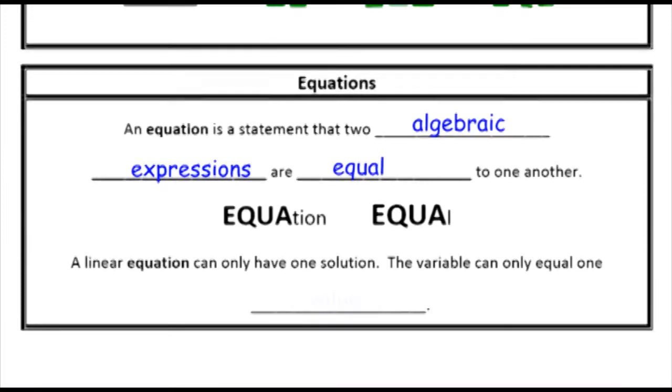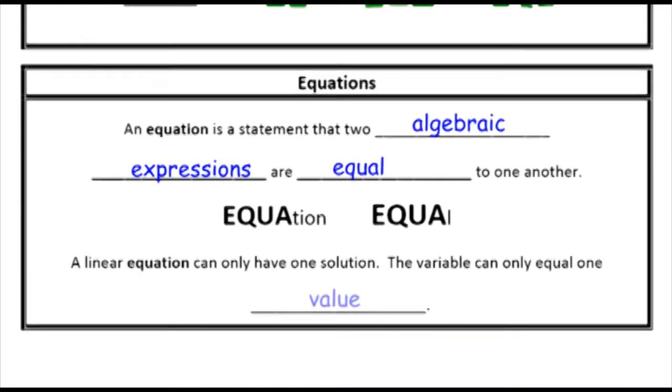A linear equation, which means an equation that could define a line, can only have one solution. These are the types of equations we'll be looking at in this unit. The variable can only equal one value. So we're going to start with these variables being unknown. By the end, we're going to know what they equal.